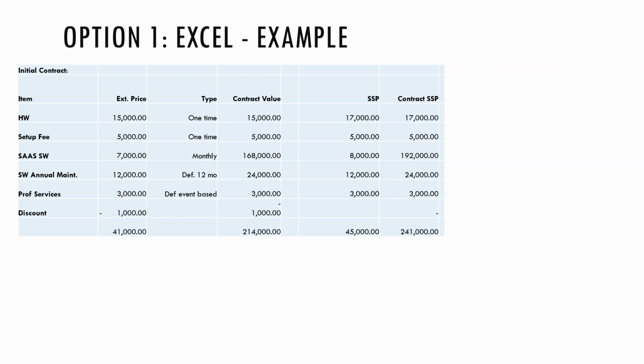Now, remember the formula that we looked at earlier. I have to reallocate the revenue. I have to take each item's standalone selling price, divide it by the sum of the standalone selling prices, and multiply it by the actual contract price, or the selling price.